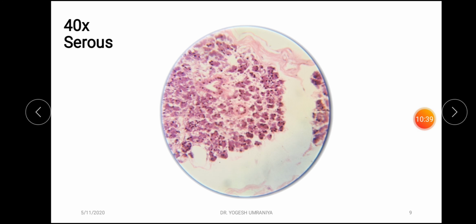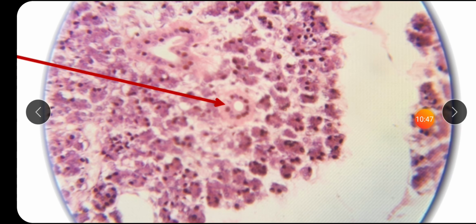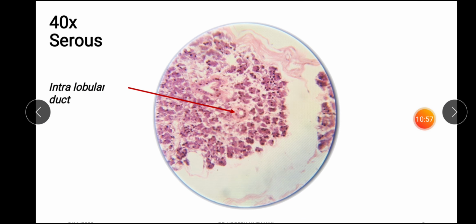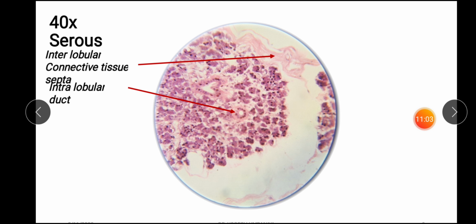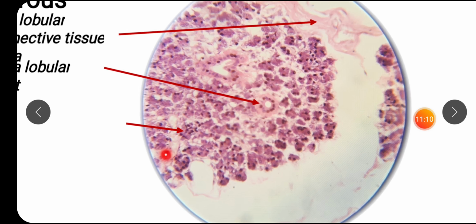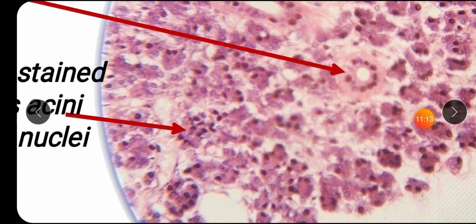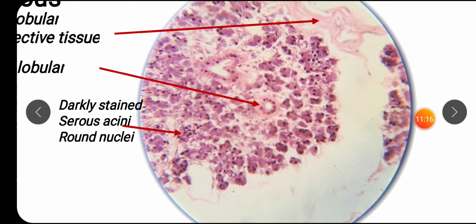In the image under the 40x, you can see a duct here, intralobular duct, again with the bright pink staining as well as the nuclei towards the luminal aspect. So this is of the striated duct. This is the interlobular connective tissue septa. Next one, you see the darkly stained serous acini with the round nuclei.